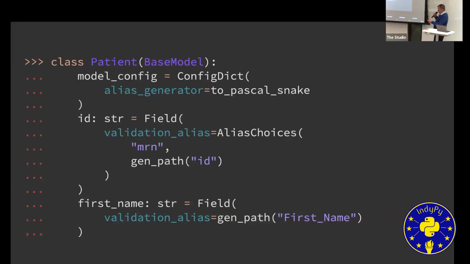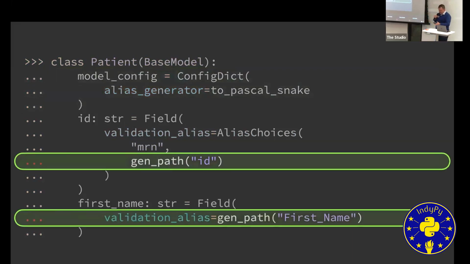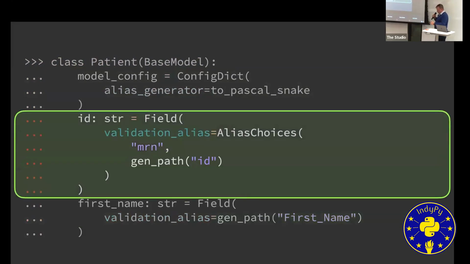So looking at the model, in our model config, we use toPascal snake to deal with making sure that we can use nice Pythonic attribute names. And we use alias path as generated by our genPath function to give us access to the deeply nested data. And then finally, we use alias choices to normalize across multiple paths access to the user's ID.